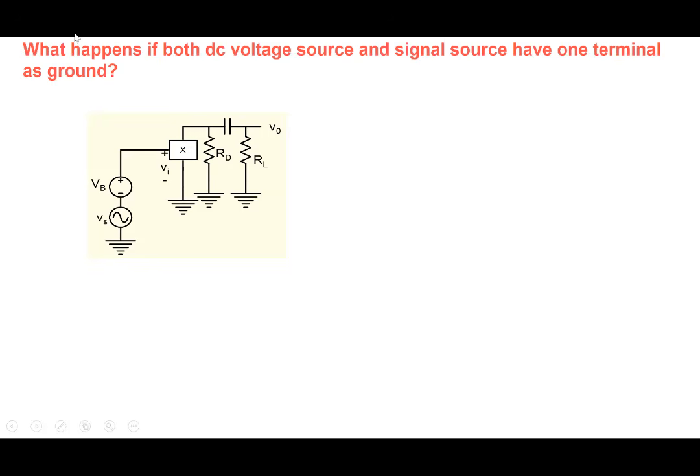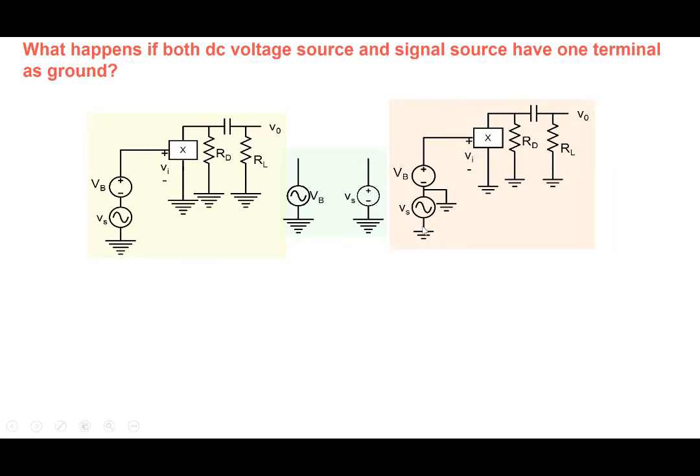Now, there's another part here. What happens if both the DC voltage source and the signal source have one terminal as AC ground? So here we had simply connected the signal in series with the biasing voltage. Many times the biasing voltage has one terminal ground and the signal also has one terminal ground.